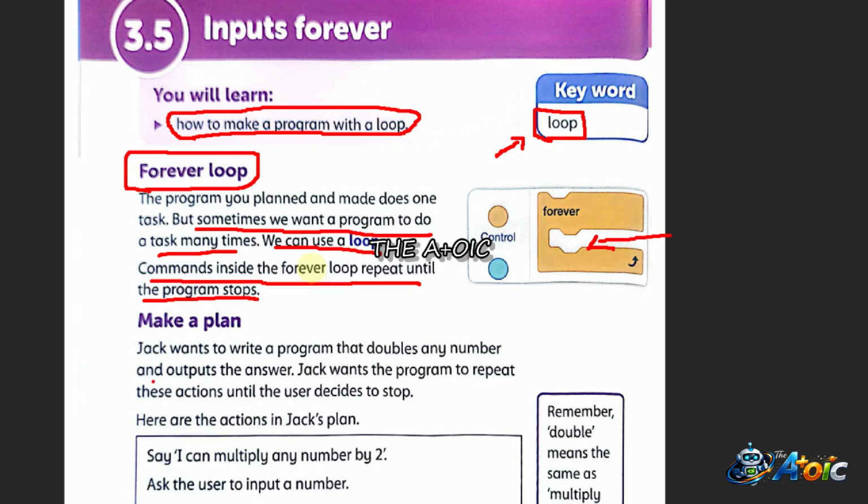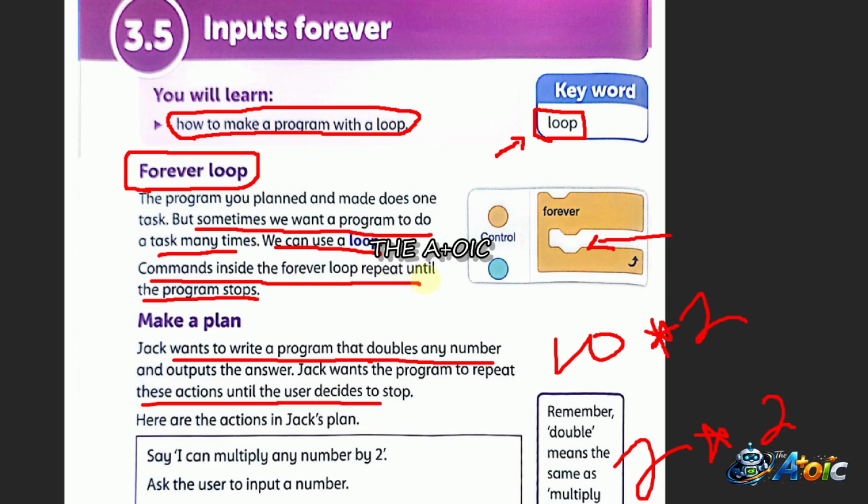Okay, so here we are being told to make another plan. Jack wants to write a program that doubles any number. So assuming maybe I enter 10, meaning if I should double 10, I have to multiply by 2. Multiply by 2, that is going to double 10. If it is 2, doubling of 2 is multiplied by 2. And then Jack wants the program to repeat these actions until the user decides to stop. Deciding to stop is when they click on the stop button.